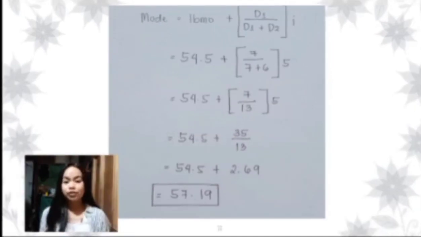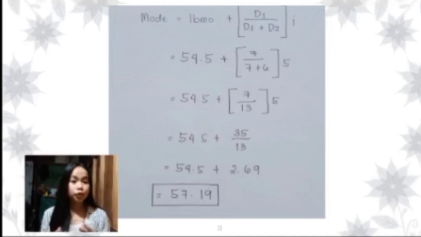Now it is time to solve it, since we have all the values. 54.5 plus open bracket 7 over 7 plus 6 close bracket times 5. Next, we have 54.5 plus open bracket 7 over 13 close bracket times 5. Just copy the lower boundary of the modal class, 54.5, and copy the 7, since 7 is the value of our D1. It is 13 because it is the sum of D1 and D2, 7 plus 6 is equal to 13. Then again, just copy our class interval, 5.